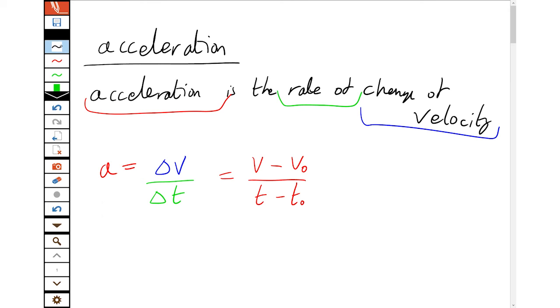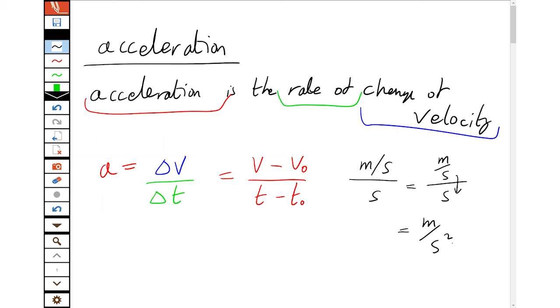Now, looking at units, velocity is meters per second and time is measured in seconds. So you've got a fraction over a fraction, meters per second over seconds. And with a fraction like that, you just put the bottom line down on the bottom. So you've got meters per second squared.